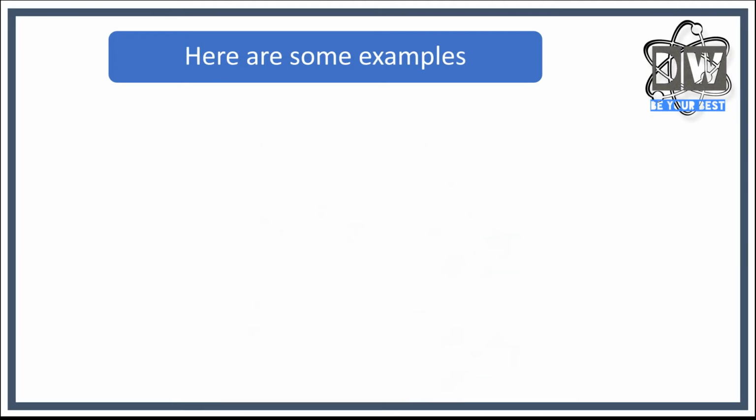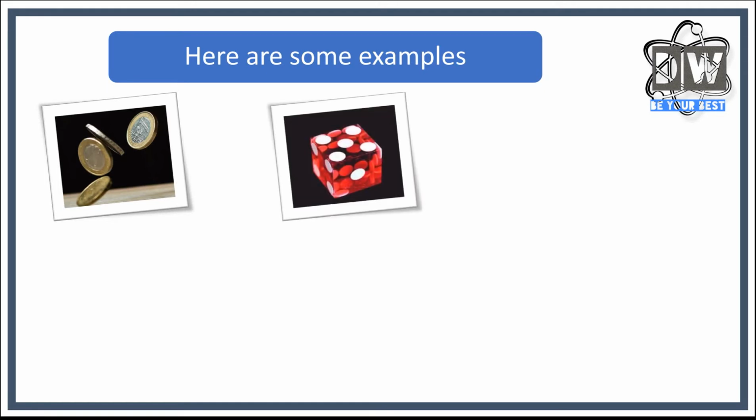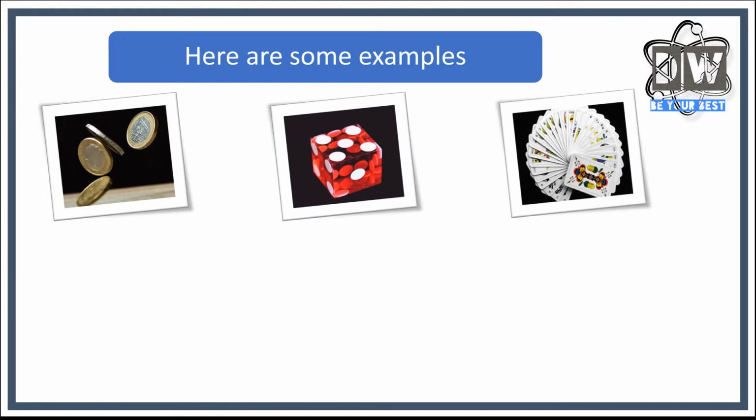So here are some examples. We've got a flip of a coin, okay? So we may say that a flip of a coin, we might get a head or a tail. We have a roll of a dice. And these are kind of like the things that they'll throw at you in exams more often than not. And then the last one they often use is playing cards. And we need to know that there's 52 playing cards in a pack.